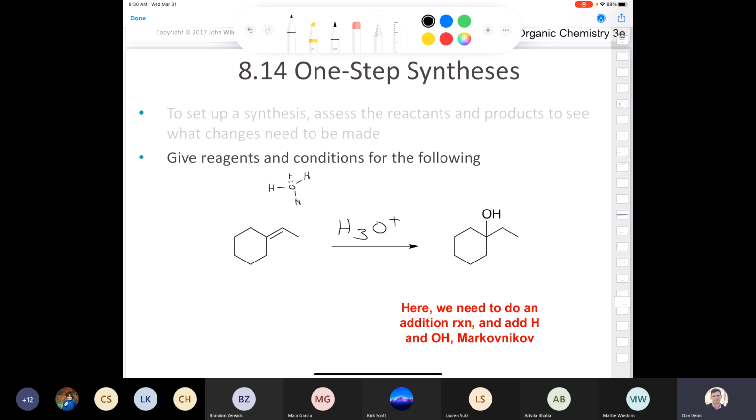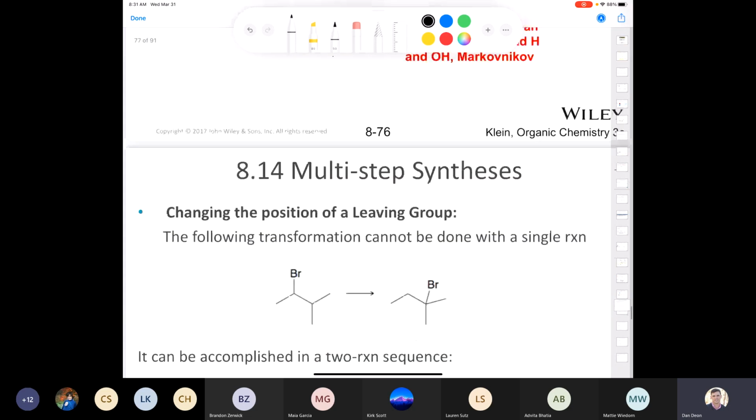You should be able to draw the mechanism pretty quickly. In the first step, you make the tertiary carbocation, then water comes in as a nucleophile, and I'm not going to draw the entire mechanism right now. You make an oxonium, and then it gets deprotonated, so you should be able to draw the mechanism of that Markovnikov addition of water across a double bond.